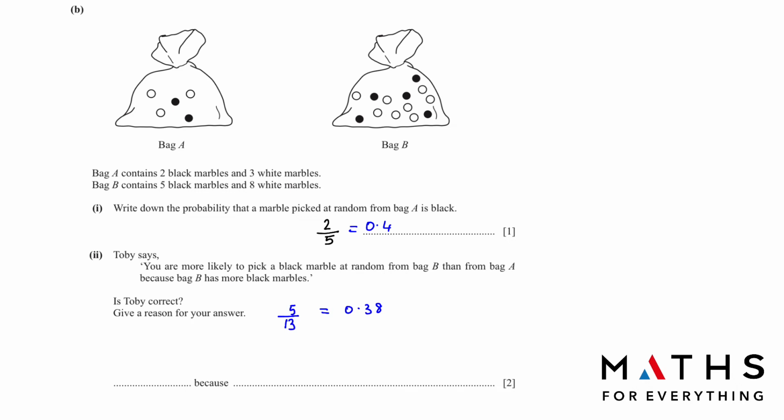And now, what is your answer? Is he right? No, he is not right. Because the probability of getting black marbles is more in bag A. We got 0.4. And in bag B, it is 0.38. Make a statement like that. The probability of getting black marbles is 0.4 in bag A, whereas it is 0.38 in bag B. Write the full proper statement.